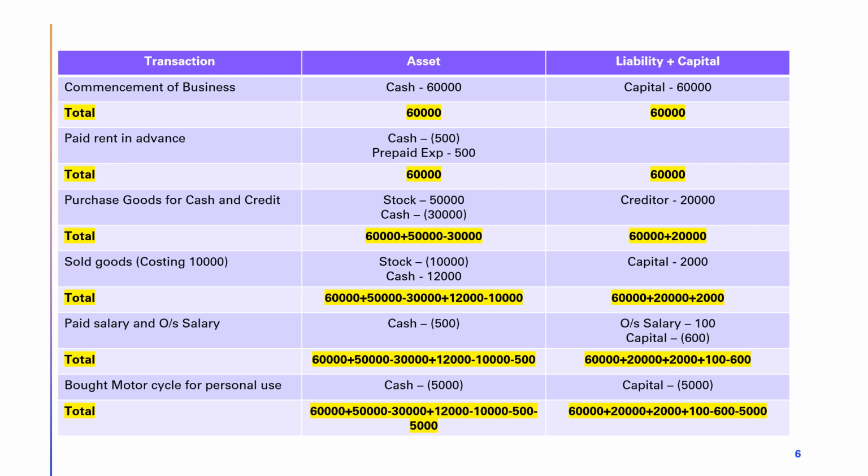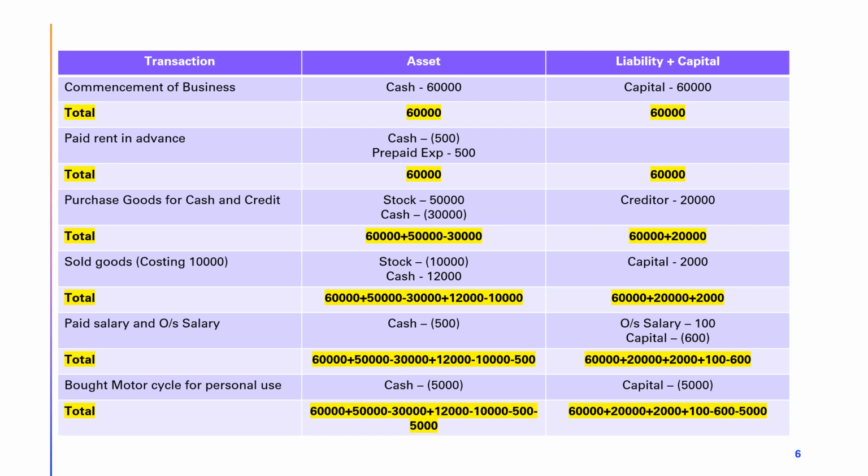But what will be the entry when service against this prepaid rent is availed? So at that time, we will simply write off this prepaid expense from asset side and also reduce the capital component in liability plus capital side with the same amount. Hope you have grasped the concept of creating another form of asset known as prepaid expense and simultaneously transferring its balance to expense at the time when service or goods against the same is availed.